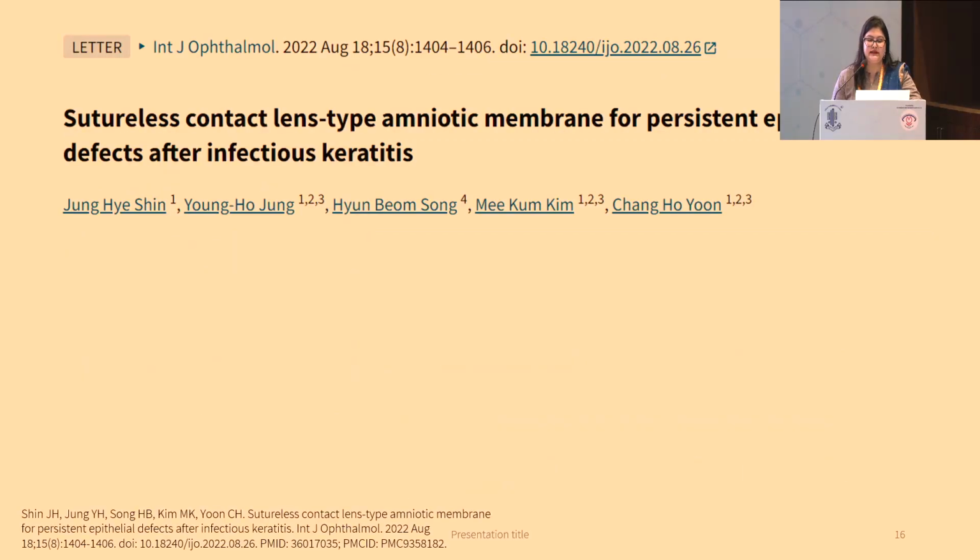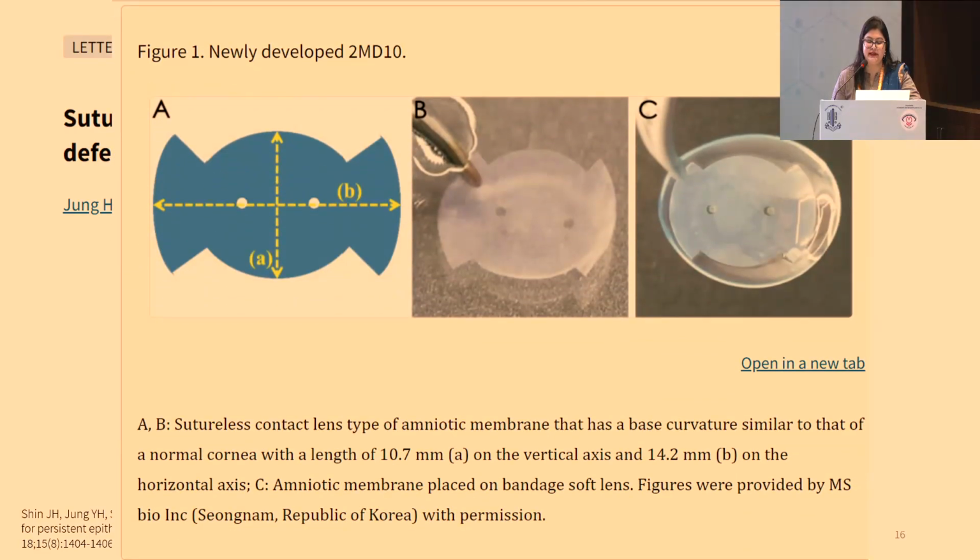This is one case study that was done for a sutureless contact lens type amniotic membrane. I have used this kind of thing. What you do is take the horizontal and vertical diameter and fashion the AMG in your OT, and put it in the contact lens. If the patient is in ICU and you cannot take the patient to the OR, you can just put it in at the bedside. So it helps if you are unable to do these cases.